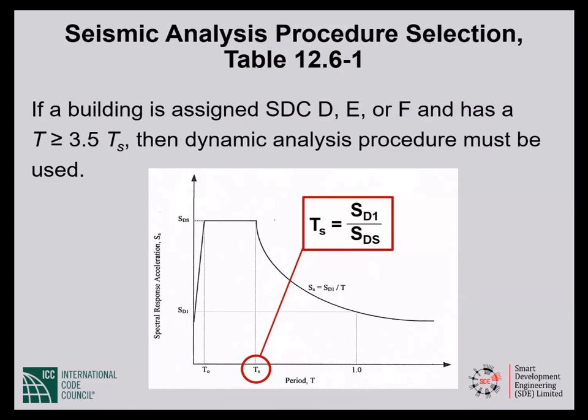So this I already went over. If a building in seismic design category D and above has a period larger than or equal to 3.5 times T sub S, then dynamic analysis procedure must be used. In B and C, it is T larger than or equal to 4 times T sub S or larger than or equal to 2 seconds, whichever is the smaller of the two.